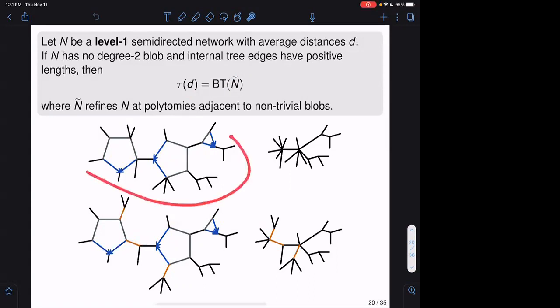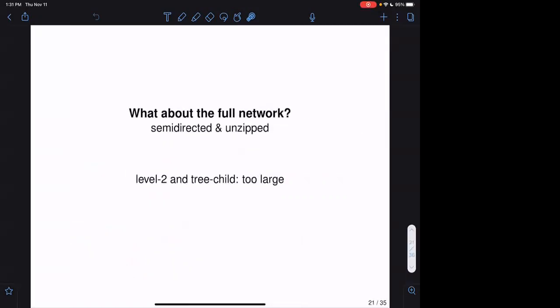So if this is our starting network, our distance split tree would recover that. And this is N tilde. So finally, this is a global feature of the network that probably could help in working on divide and conquer methods, perhaps.